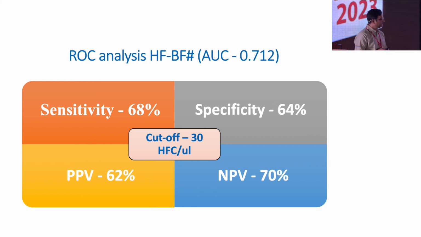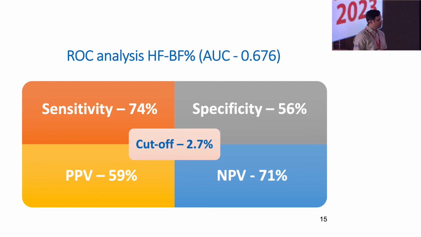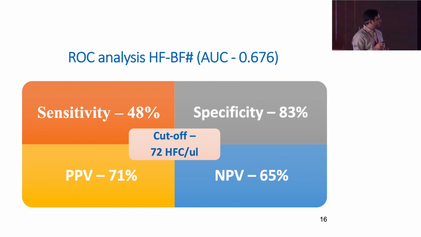So we determined the optimal cutoff for high fluorescence cells. At a low cutoff of 30, we found a sensitivity of 68% and a specificity of 64% for detection of malignant cells. For percentage, at a cutoff of 27%, the high fluorescence cell count was found to be 74% sensitive at a specificity of 56%. When we increased the cutoff to 72 high fluorescence cells, the sensitivity came down to 48%, but the specificity was 83%, which is quite good.